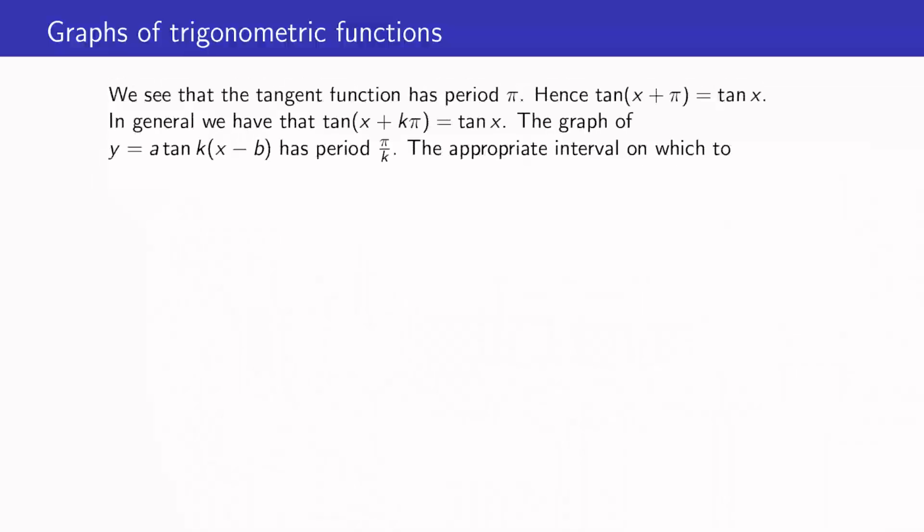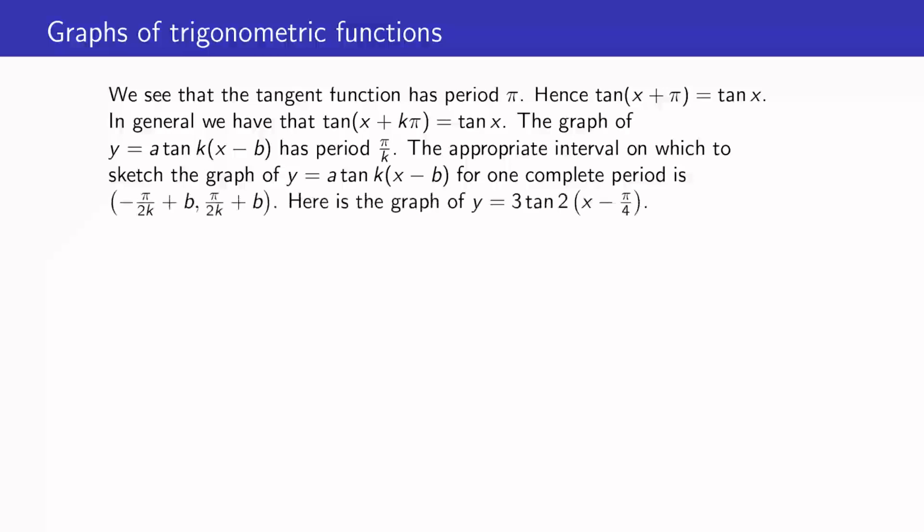So we see that tan(x + π) is the same as tan x. And in general, tan(x + kπ) is tan x. In other words, the function tan x has period π. The appropriate interval on which to sketch the graph of y = a tan(k(x − b)) for one complete period is the interval −π/2k + b to π/2k + b.